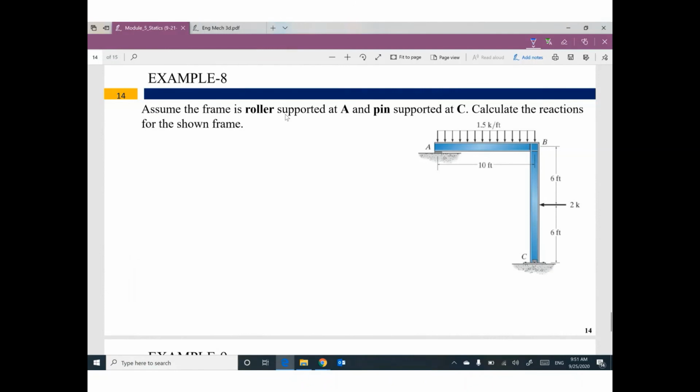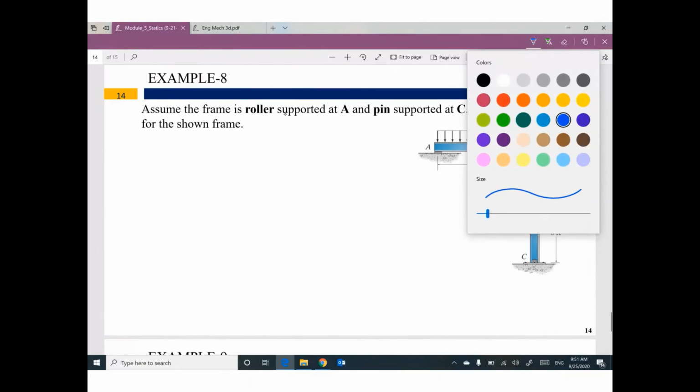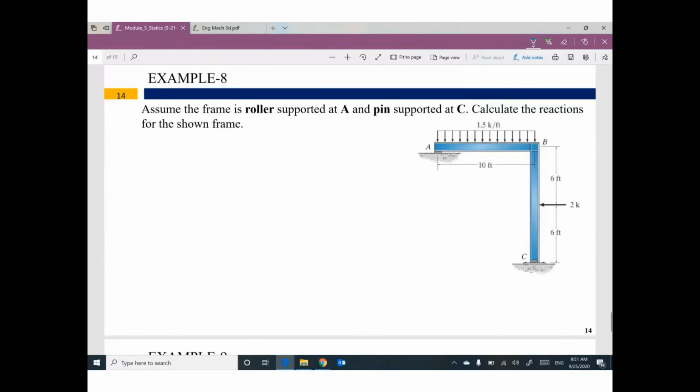For this problem, we have a frame. Frame or beam or truss, I don't care. We have roller support based on the information, roller support at A. So we have vertical reaction here, YA. We have pin support at C. So C is pin. So we have two reactions, one vertical and one horizontal, XC, YC.